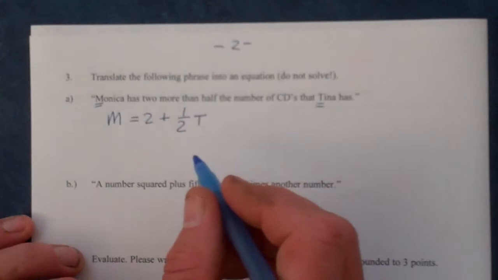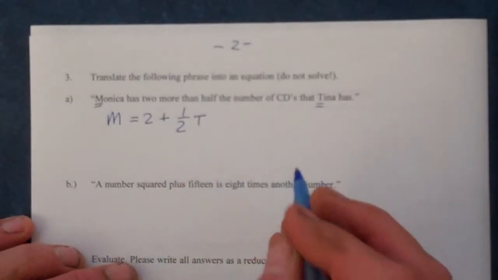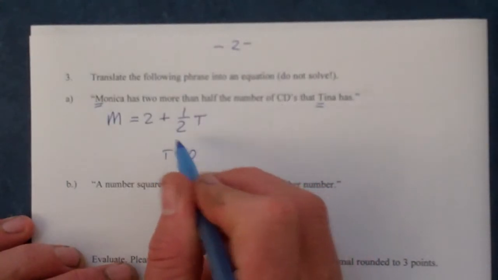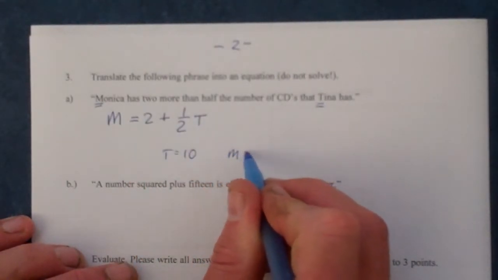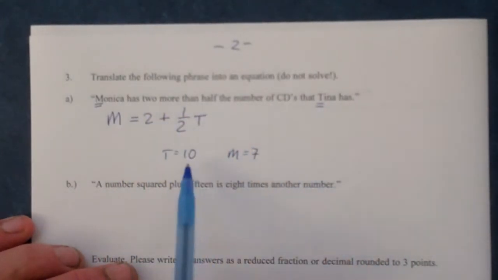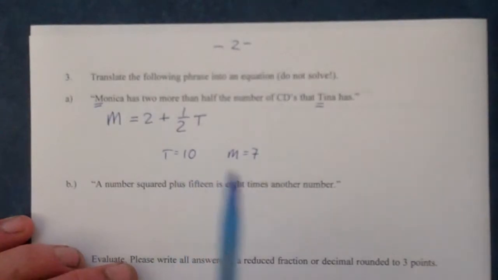Try a little example and see if it makes sense. If Tina has 10, and we take half of 10, that's 5. 5 plus 2 is 7. Does it make sense if Monica has 7? Monica has 2 more than half the number of CDs that Tina has. If Tina has 10, 2 more than half is in fact 7.